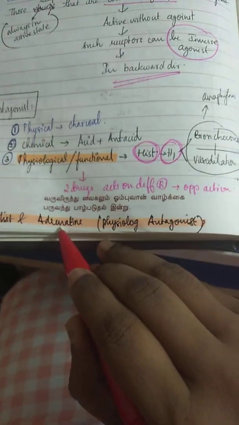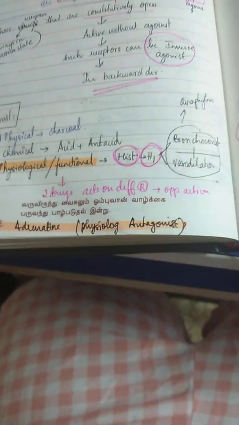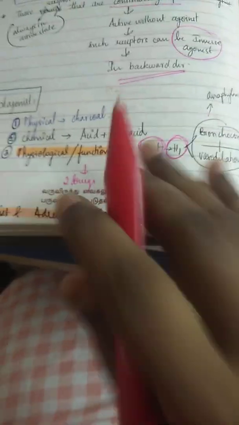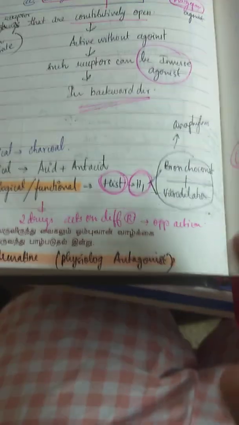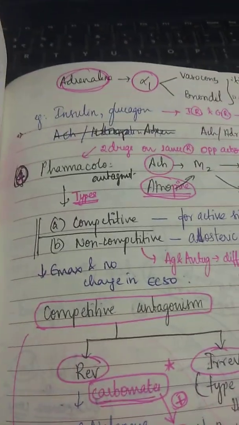But when you give adrenaline, it's not going to act on H1, right? Adrenaline is going to act on alpha 1, and it will cause vasoconstriction and bronchodilation. So that is an example of a physiological antagonist. Similarly, insulin and glucagon are also an example of physiological antagonists.